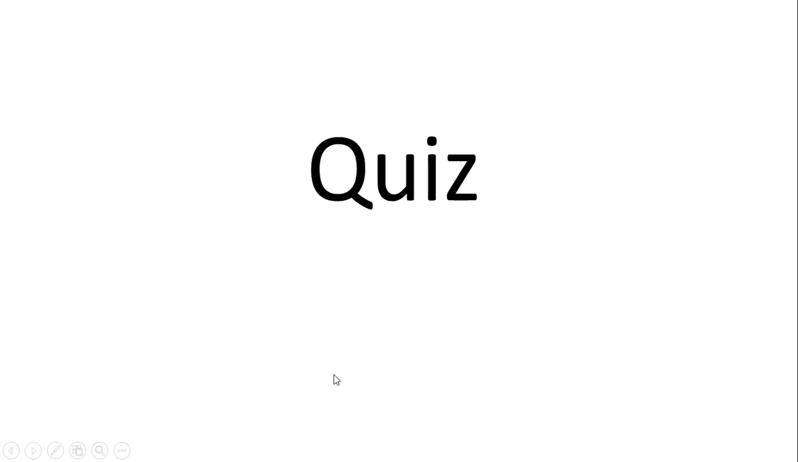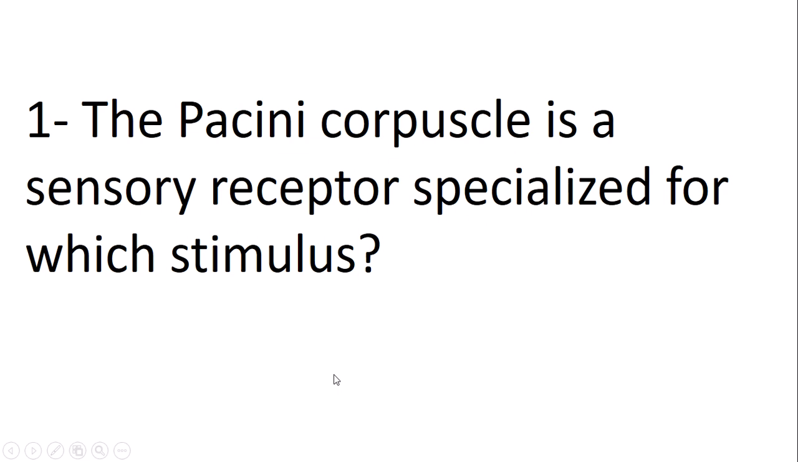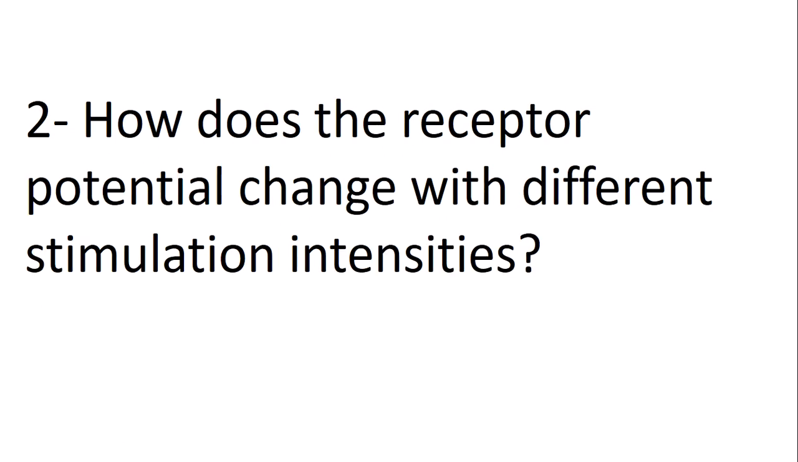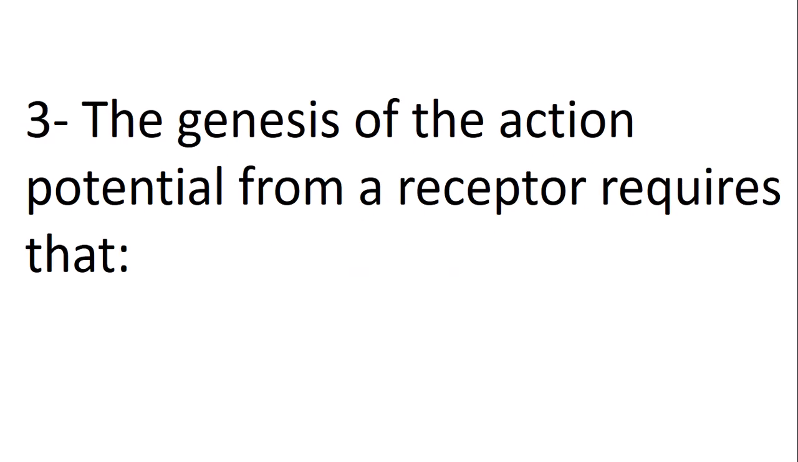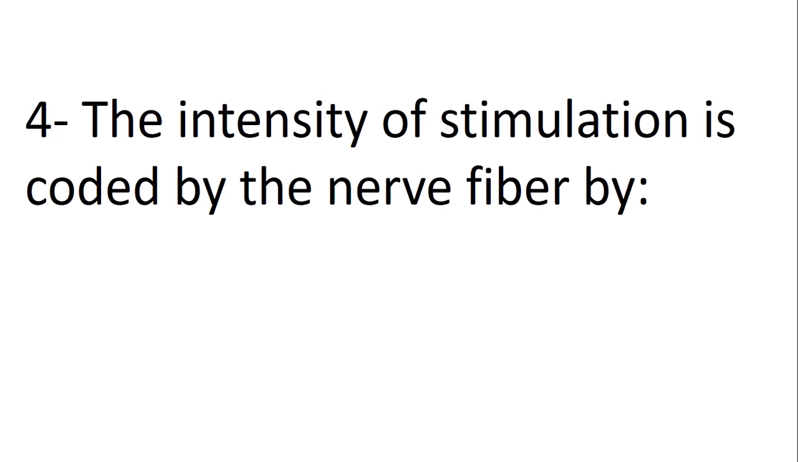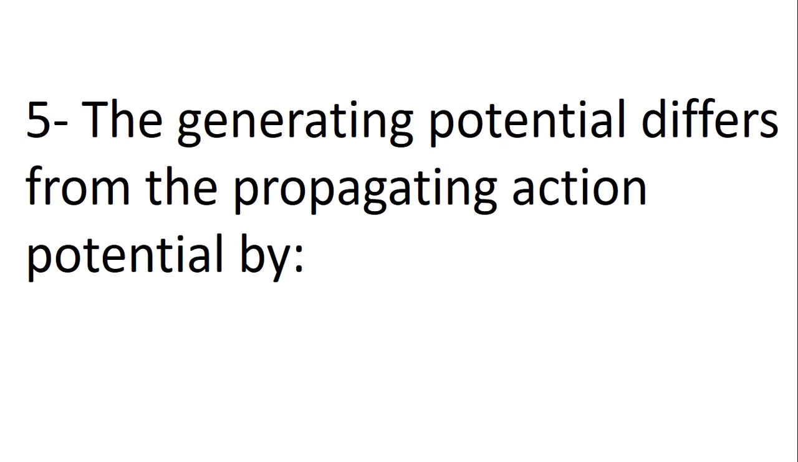Very good. So, a quick quiz here. The Pacinian corpuscle is a sensory receptor specialized for which stimulus? I'm not going to give the answer, you should know it. How does the receptor potential change with different stimulation intensities? The genesis of the action potential from a receptor requires that. Well done. The intensity of stimulation is coded by the nerve fiber by. Excellent. And the generating potential differs from the propagating action potential by. You guessed it, well done.